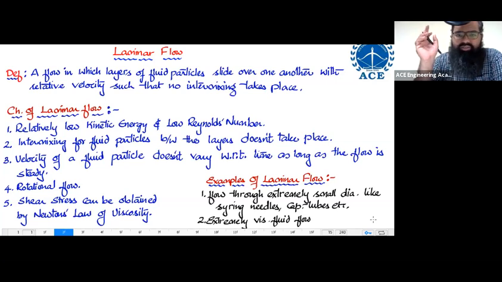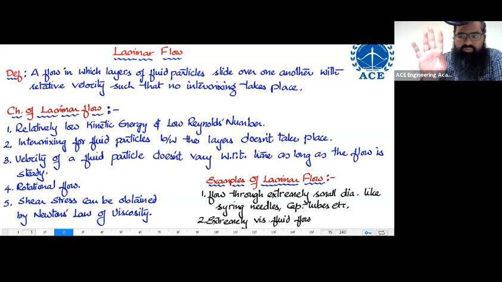So whenever you see questions wherein water is flowing and you have to make an assumption what flow it is, straight away assume that the flow over there is going to be a turbulent flow. Let us now move further. After having discussed all these characteristics and examples of laminar flow, let us now move further to the problems which appear in our examination.